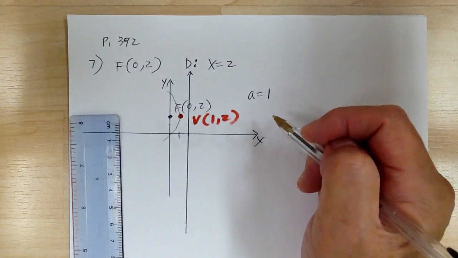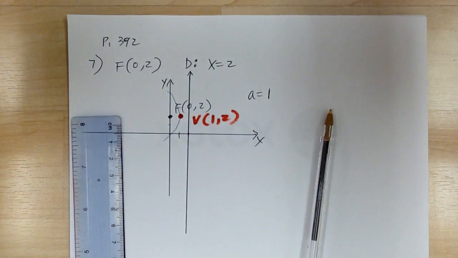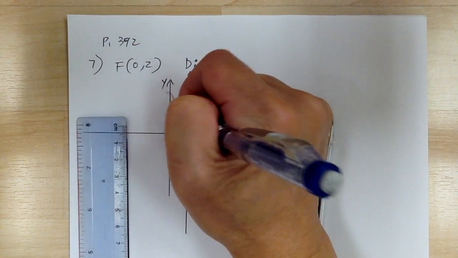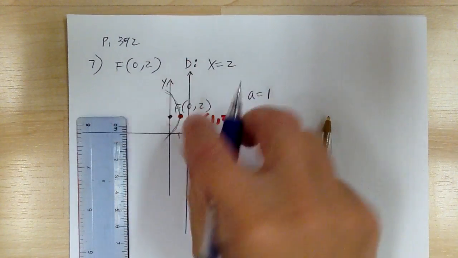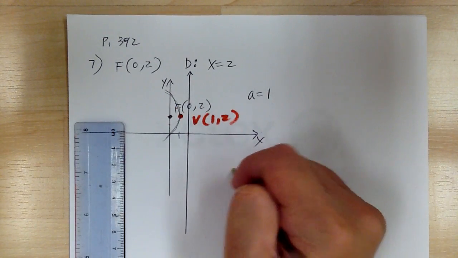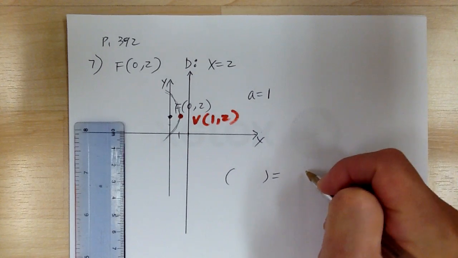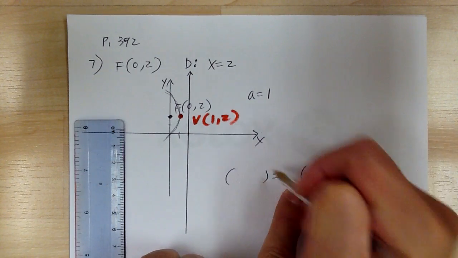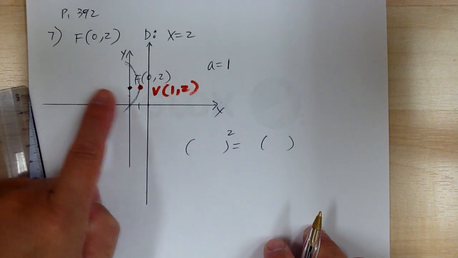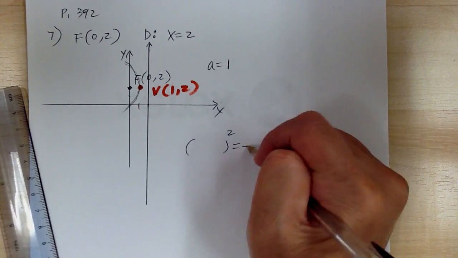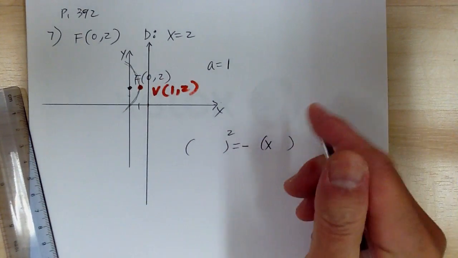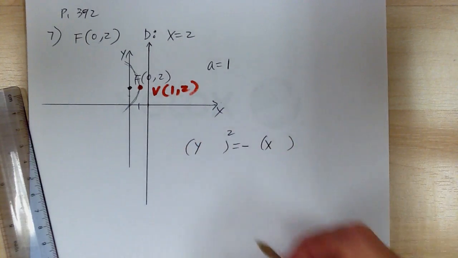And you can see that the picture is going to go this way, in a negative x direction. So first you need to get your form ready. Since this is going to go in a negative x direction, you're going to have a negative x over here. And therefore, if the x is over here, that means y goes over here.